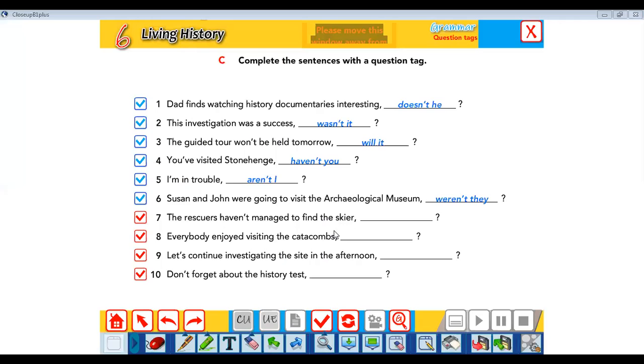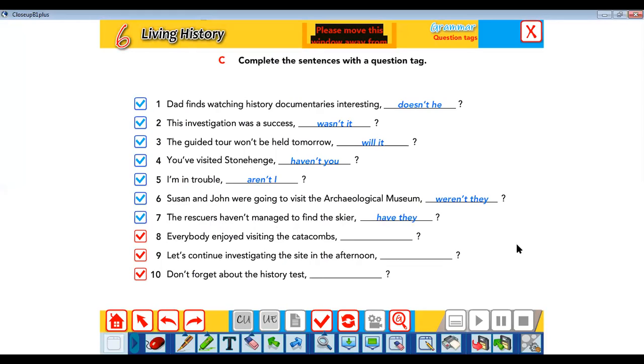This is a person himself. So we will have the question tag. Can you give me the question tag? Okay. The rescuers haven't. So it will be have they. It's okay. Number 8.